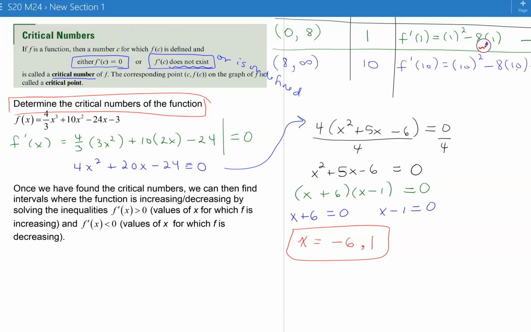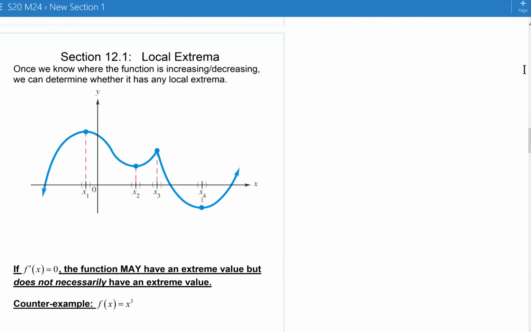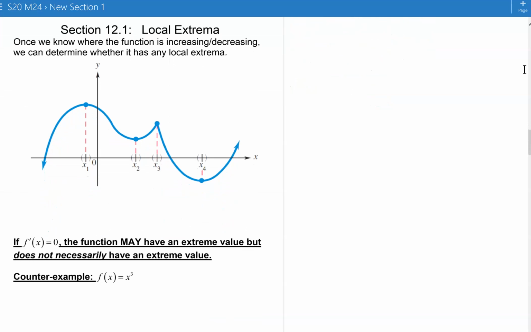So then we can use those critical numbers, just as we did in the previous problem, to find the intervals where the function is increasing and decreasing. And then there's another important bit of information we can also get. So we're going to take a little detour and learn about that, and then come back and finish that example. So once we know where a function is increasing and decreasing, we can figure out whether it has any local extrema. So let's talk about these points on this graph.